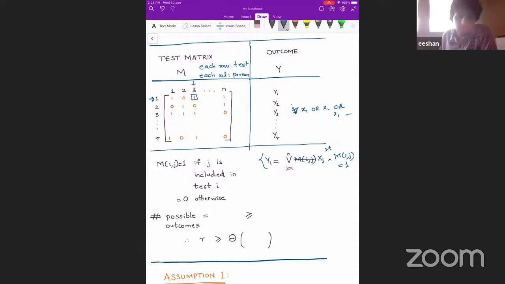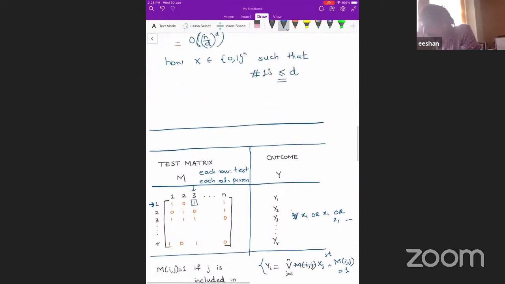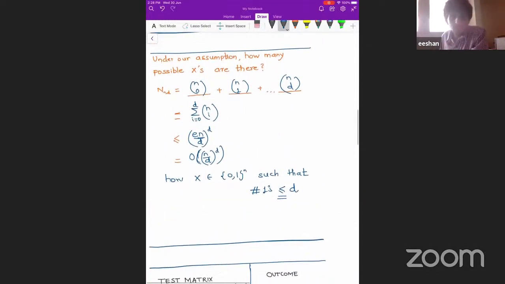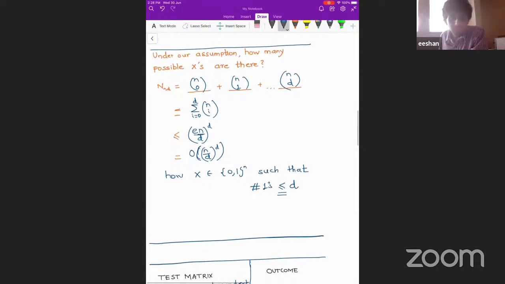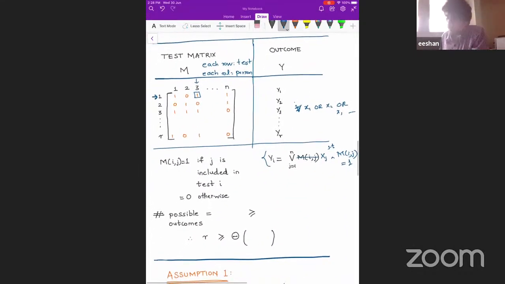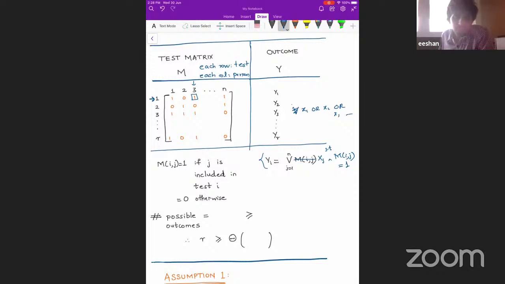So now let's look at this. What is the total number of possible outcomes? We looked at the total number of possible configurations of X, how many possibilities of X there are under the constraint that the number of ones is at most D. Now, what's the total number of possible outcomes of these R tests? Any answer? Y is an R-length 0, 1 vector. So how many possible outcomes do I have? It is 2 to the power R, right?